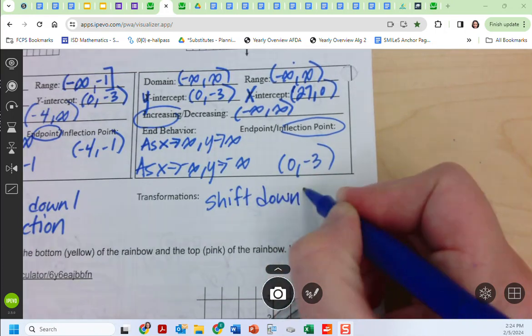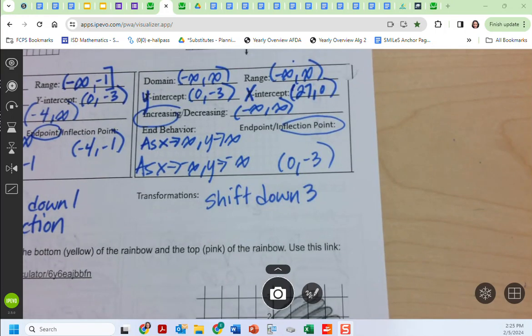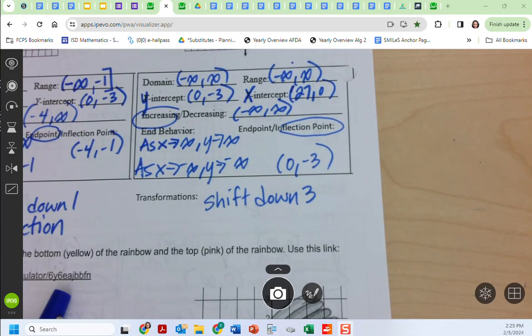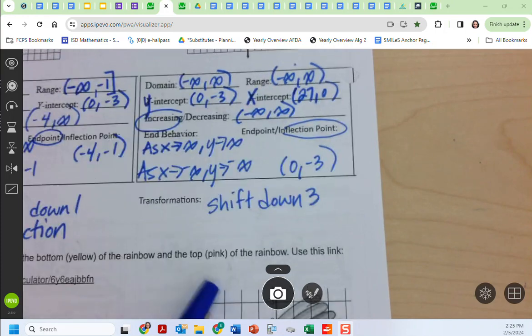Okay. If you are done with all of that and you're ready, you are going to go into Schoology to open the blank copy of this assignment and click this link. Because we're going to see if we can match a function to the bottom of the rainbow and then another one to the top of the rainbow.